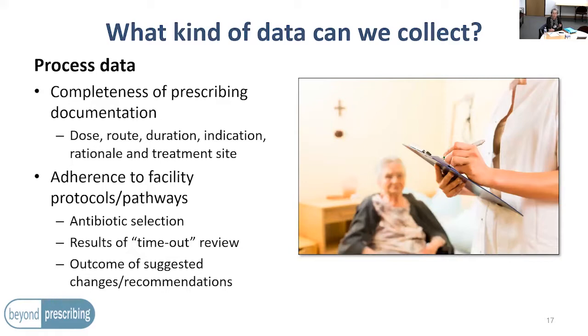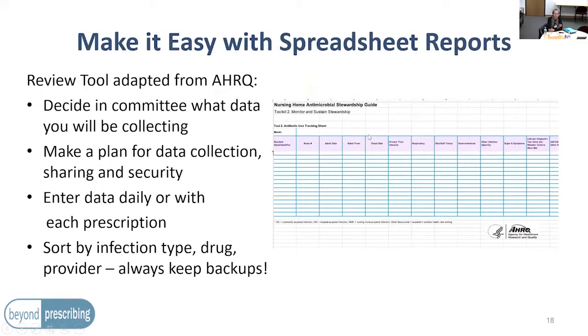If we see there's an issue with the antibiotic, are the recommendations of the pharmacist or the reviewing person who's looking at the culture accepted by the prescribing clinician? Are any changes made? So I think next slide, we're going to be looking at our sheet.